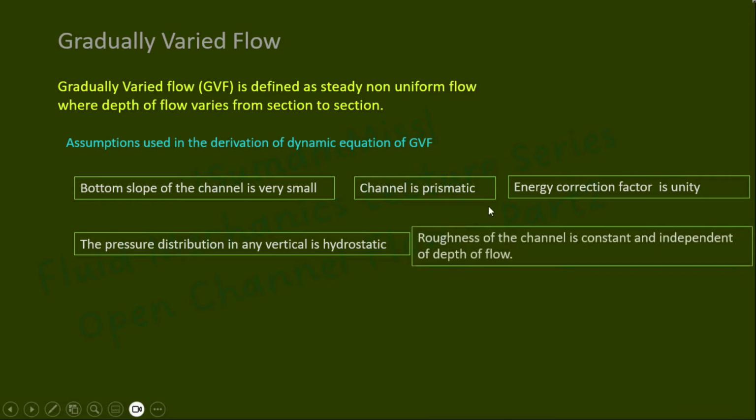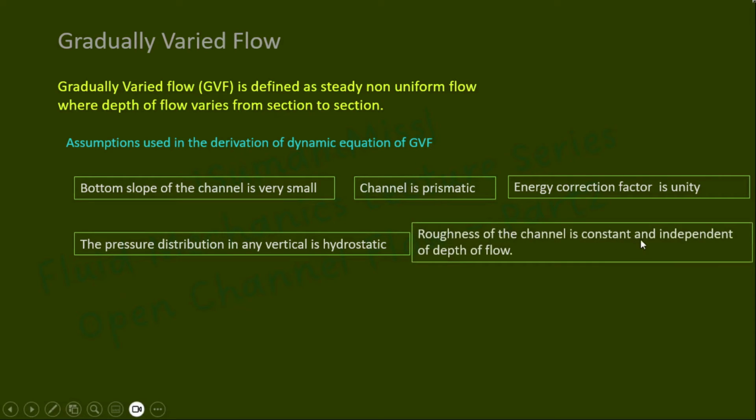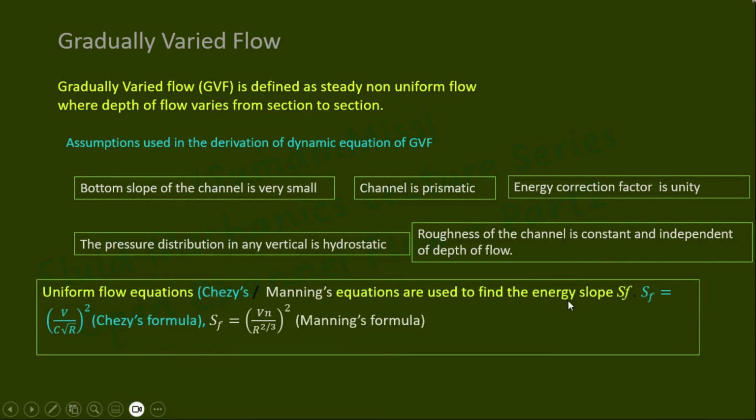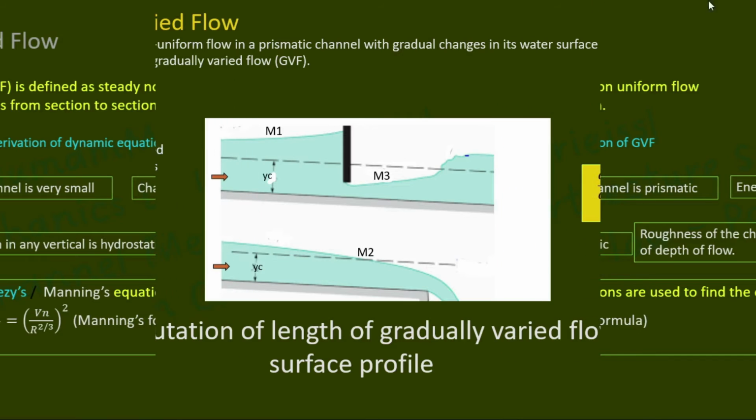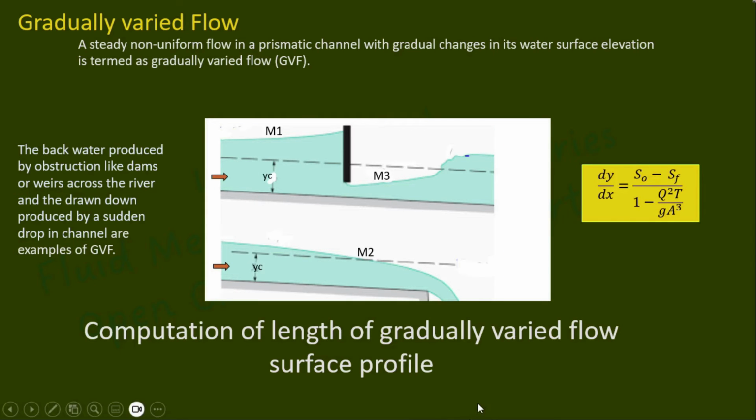The next one is that the roughness of the channel is constant and independent of the depth of flow. So within these conditions, we can apply uniform flow discharge equations for the computation of energy slope. That means we can use Manning's equation or Chezy's equation for the computation of the slope of the energy gradient. So the computation of gradually varied flow profiles basically involves the solution of the dynamic equation of GVF. The main objective of the computation is to determine the shape of the flow profile.